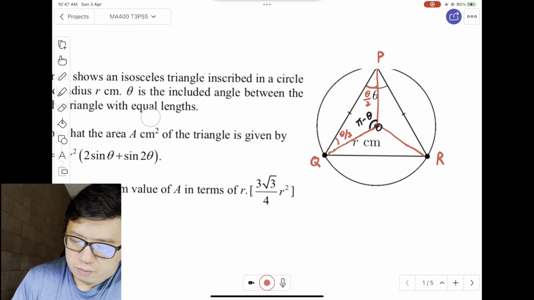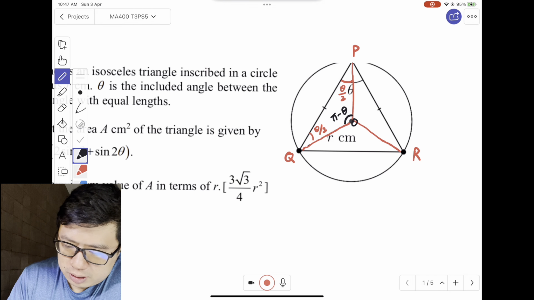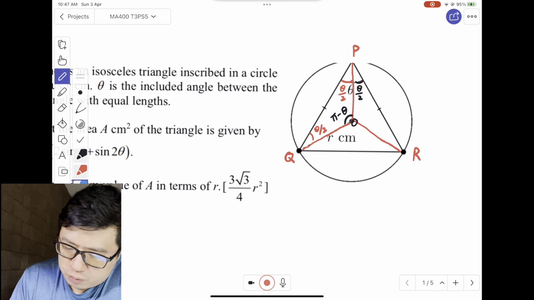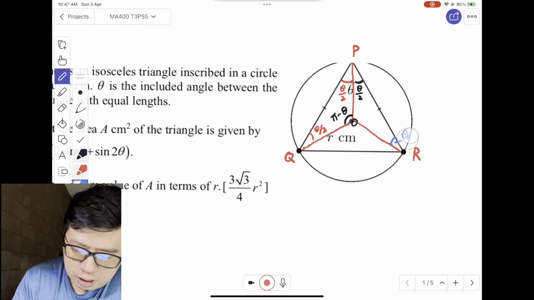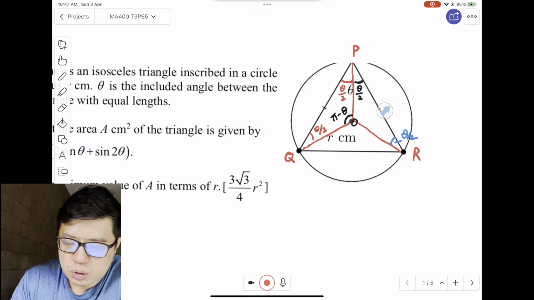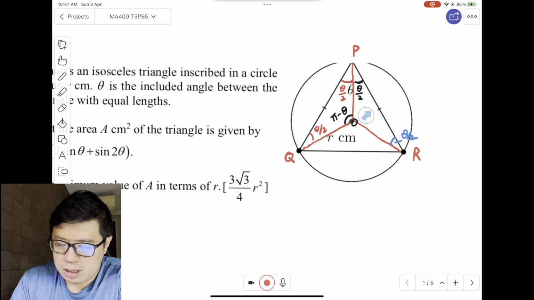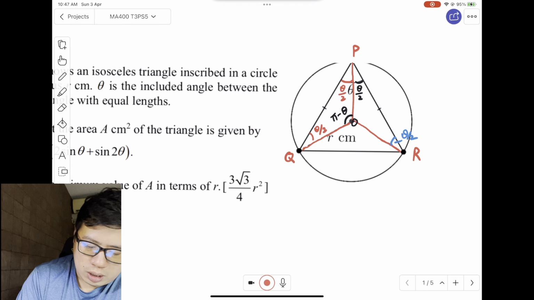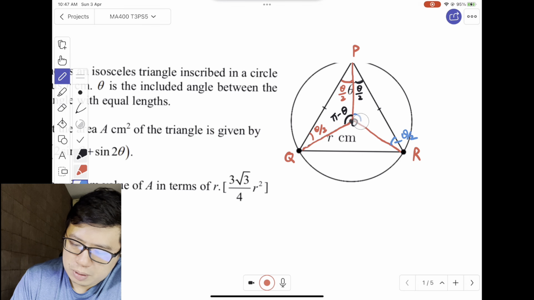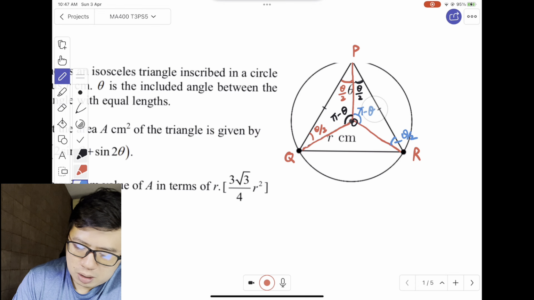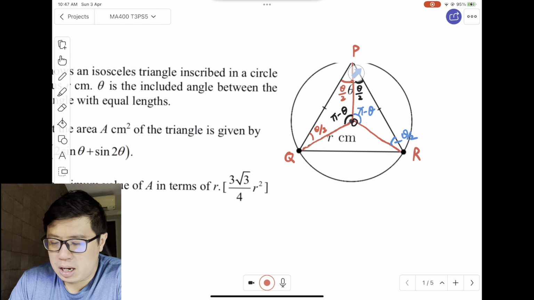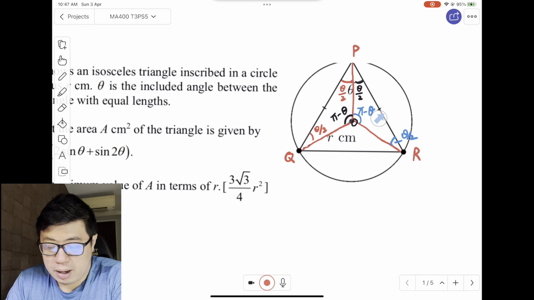So from here, this portion will also be theta over 2. Again, because triangle OPR is also an isosceles triangle. Given that these 2 are theta over 2, this angle here will also be pi minus theta, because we are looking at a triangle which is isosceles. Taking pi subtract theta over 2, your remaining angle here is pi minus theta.